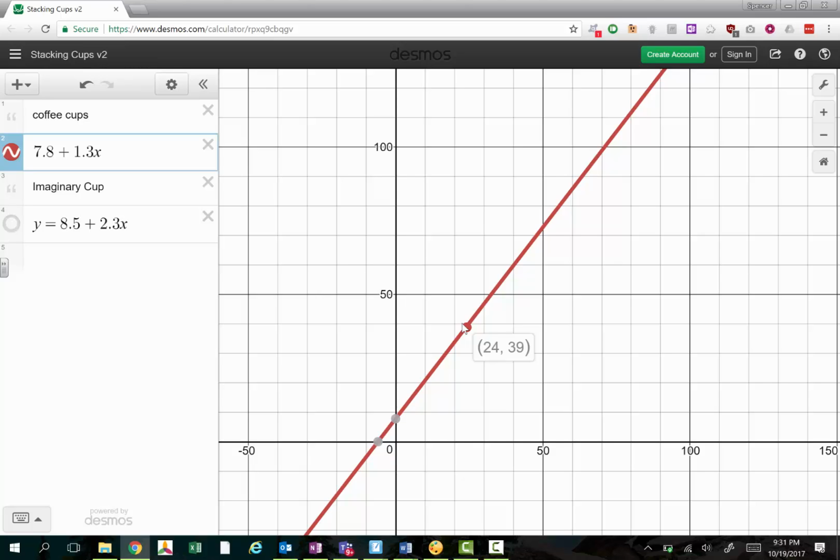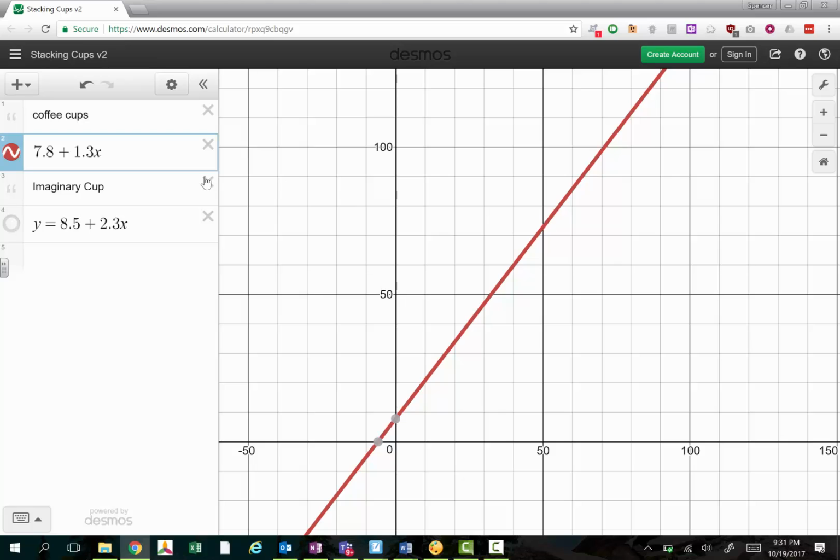So we could scroll along if we were interested in how many cups it takes to be 100 centimeters. We could probably scroll along here and eventually get pretty close, although it looks like we can't get exactly there, which is troublesome. So we can recognize it's right about 70, 71, somewhere in there. But that doesn't give us an exact answer, it's only approximate.